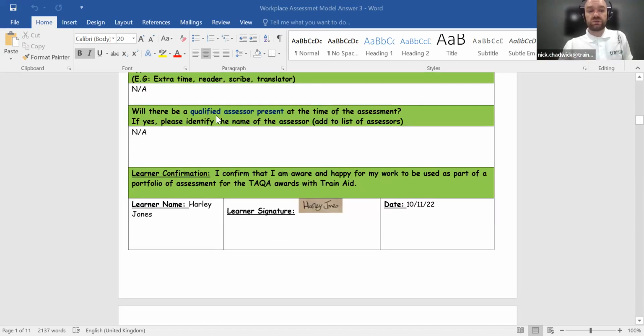The final question is, will there be a qualified assessor present? So either put a yes or a no or a not applicable. So obviously one of your assessments needs to be observed by a qualified assessor. So just put a yes or no there if a qualified assessor is present.